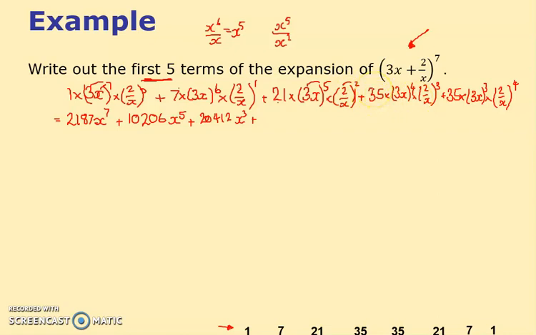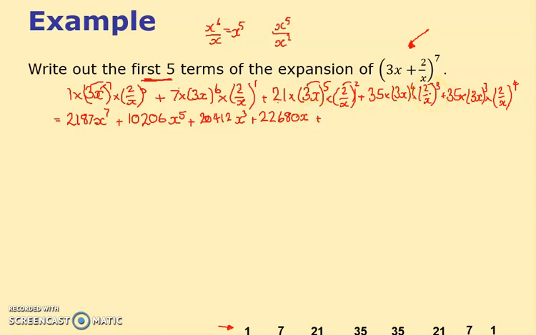The next one is 35 times 3 to the power of 4. And not only that, I also need to do the 2 cubed. And I got 22,680. And I can tell you now it will be x to the 1.